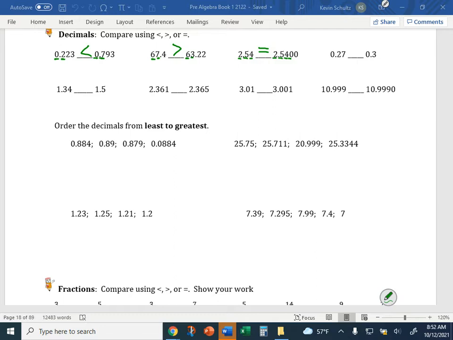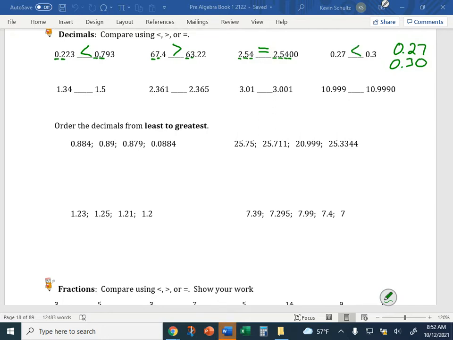So that 0.27, which is out to the hundredths place, I should not be comparing 27 with 3, because 3 is only out to the tenths place. As Annie said, I can add a 0 here, and now that they're both out to the hundredths place, it's not 27 and 3 anymore. What is it? 27 and 30, right? And 27 is less than 30.